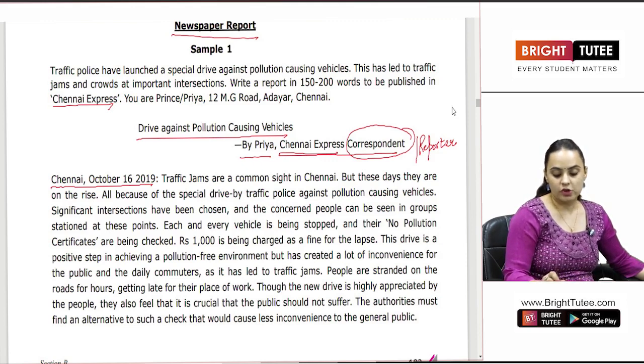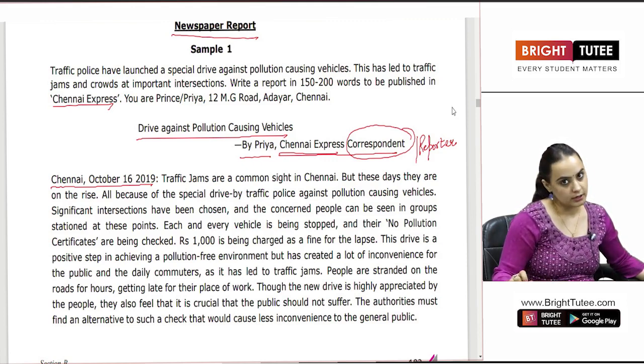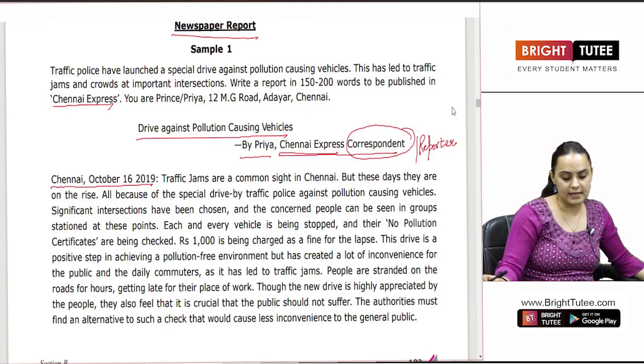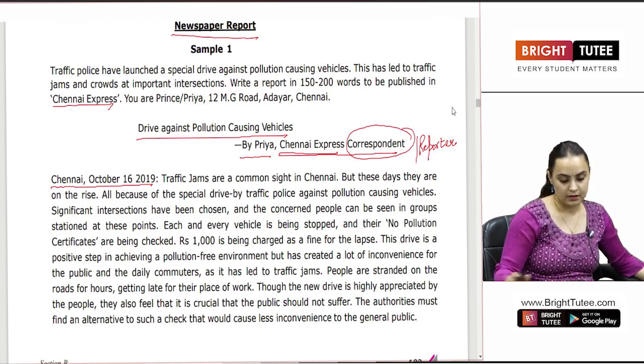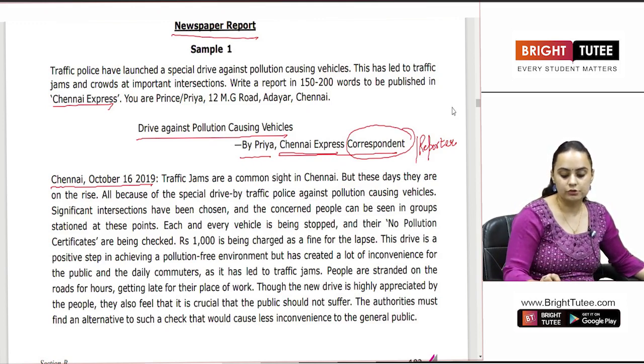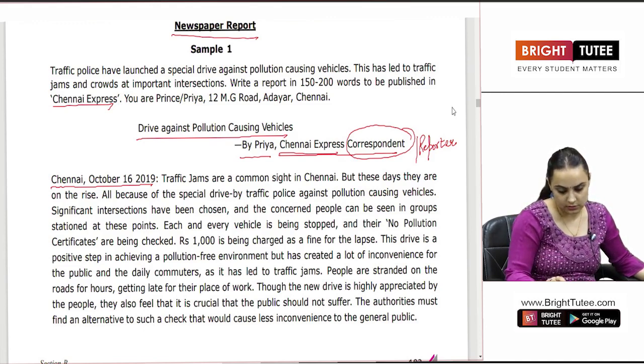Traffic jams are a common sight in Chennai. But these days they are on the rise, all because of the special drive by traffic police against pollution causing vehicles. Significant intersections have been chosen and the concerned people can be seen in groups stationed at these points.